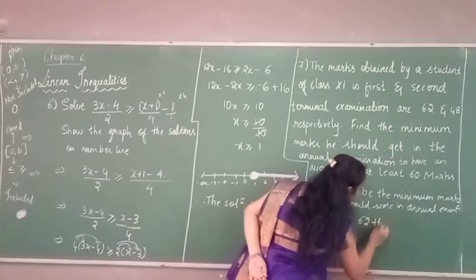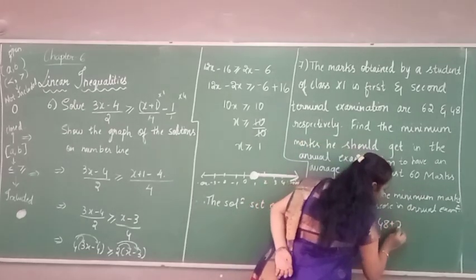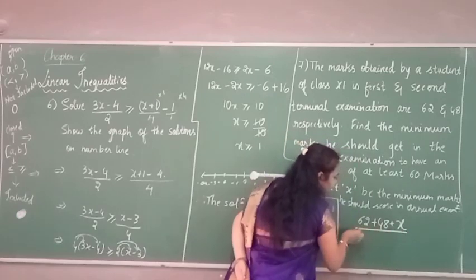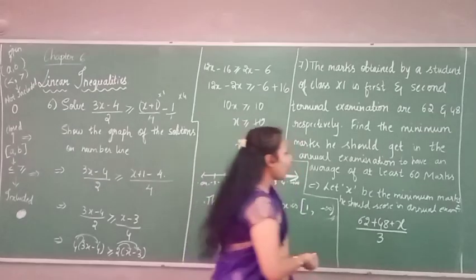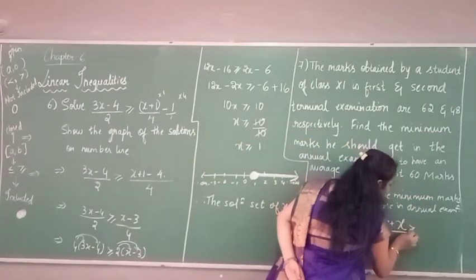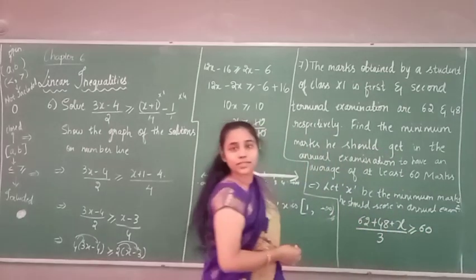62 plus 48 plus, as we need to find the annual examination marks, it is x. So they have said average of 3 marks, so I will be writing it as divided by 3, and they have said of at least 60 marks. So it must be greater than or equal to 60.